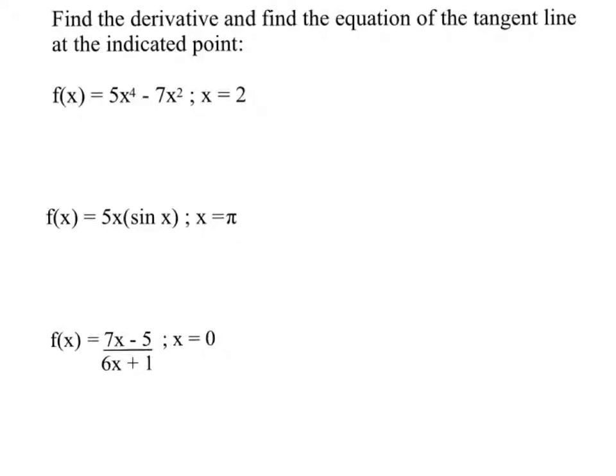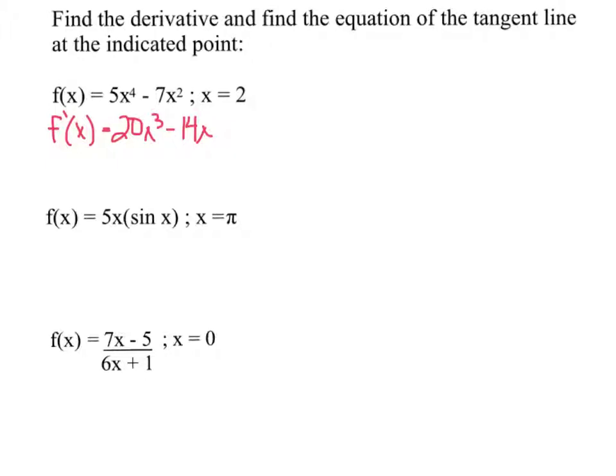In this video we're going to look at our derivative rules again and talk about tangent lines. So let's start by finding the derivative of each of these. This first one is pretty easy. The derivative, of course, is just going to require a power rule. So derivative of 5x to the fourth would be 20x cubed. Derivative of 7x squared would just be 14x.